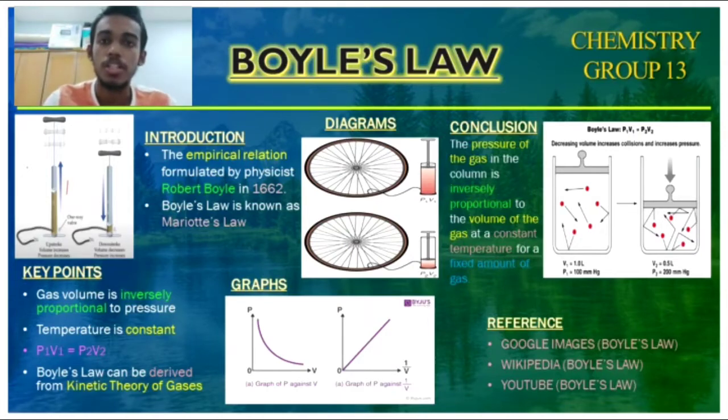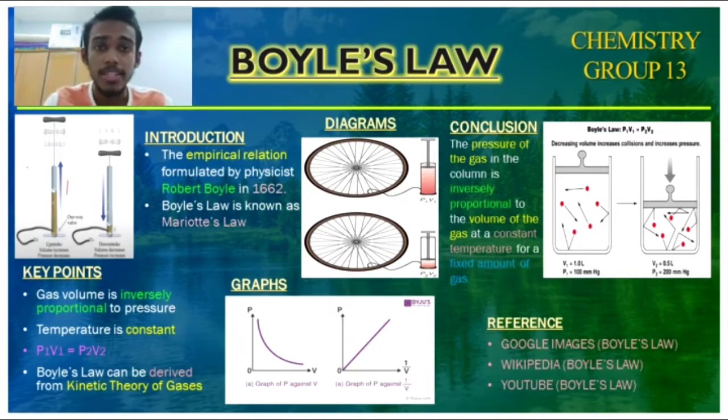Before I explain the key points, let's look at a basic application for Boyle's law. Boyle's law is commonly used in air pumps, which are used to fill air in tires. Now, coming to the key points. The first key point, Boyle's law involves two main components, which are pressure and volume. Boyle's law explains the relationship between pressure and volume.